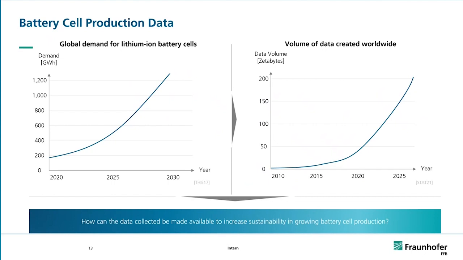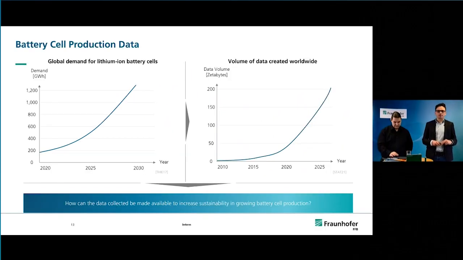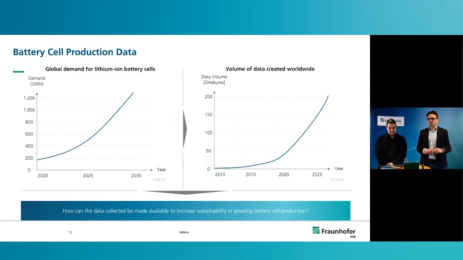Because on the one hand, we have this global demand for battery cells, but what of course goes hand in hand with this is the fact that we need sustainable approaches to produce our battery cells. So this is one motivation. How can we combine these two curves, or these two figures?